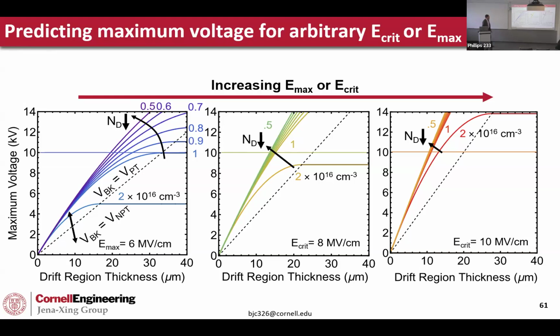There's a few trends you see. One is that if we're stuck at a 10 micron drift region thickness, the benefit that you get from decreasing the doping becomes less and less as you assume the critical field is higher. So there's not much of a benefit at all in terms of the additional volts you get from decreasing the doping. And the second is the obvious trend that if you assume a higher critical field, then at the same drift region thickness, you can withstand more volts. Pretty obvious way to read that.